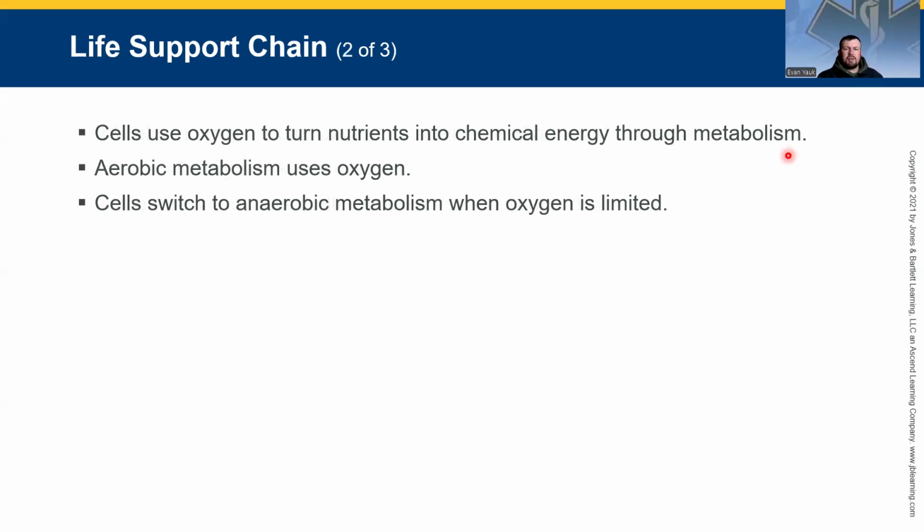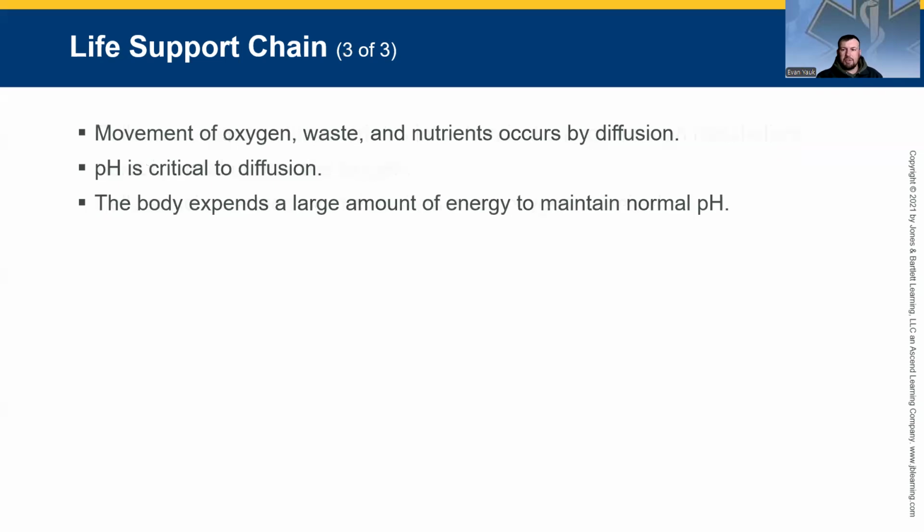Cells use oxygen to turn nutrients into chemical energy through metabolism. Aerobic metabolism uses oxygen. Cells switch to anaerobic metabolism when oxygen is limited. I'm not going to go into the whole Krebs cycle, but with oxygen, we produce a very large amount of this energy. It's called ATP. Without oxygen, we still produce ATP, but it is a very low number. So it's a huge difference in how much energy, or ATP, we can produce with and without oxygen. Movement of oxygen, waste, and nutrition occurs by diffusion.